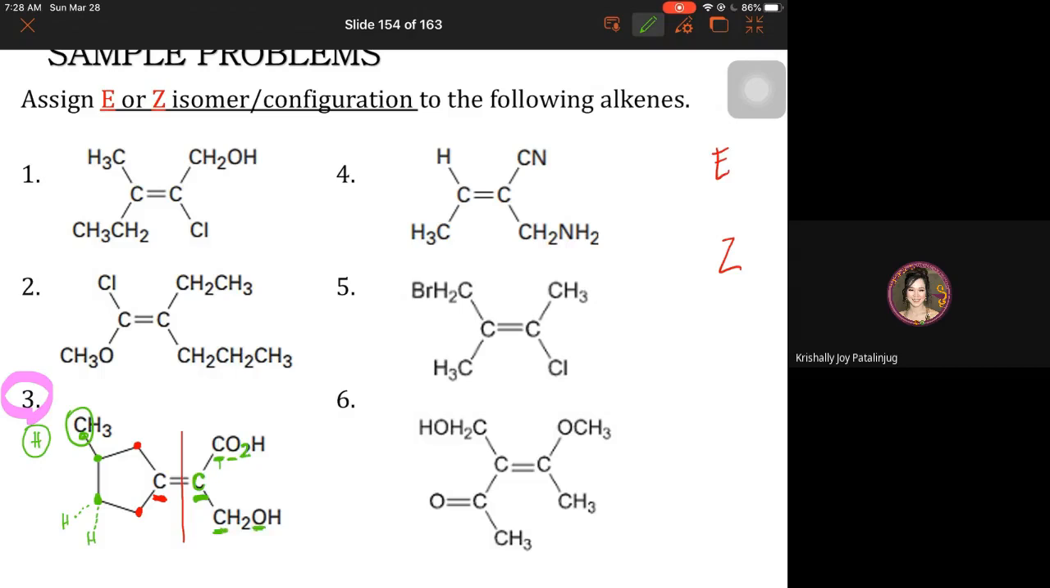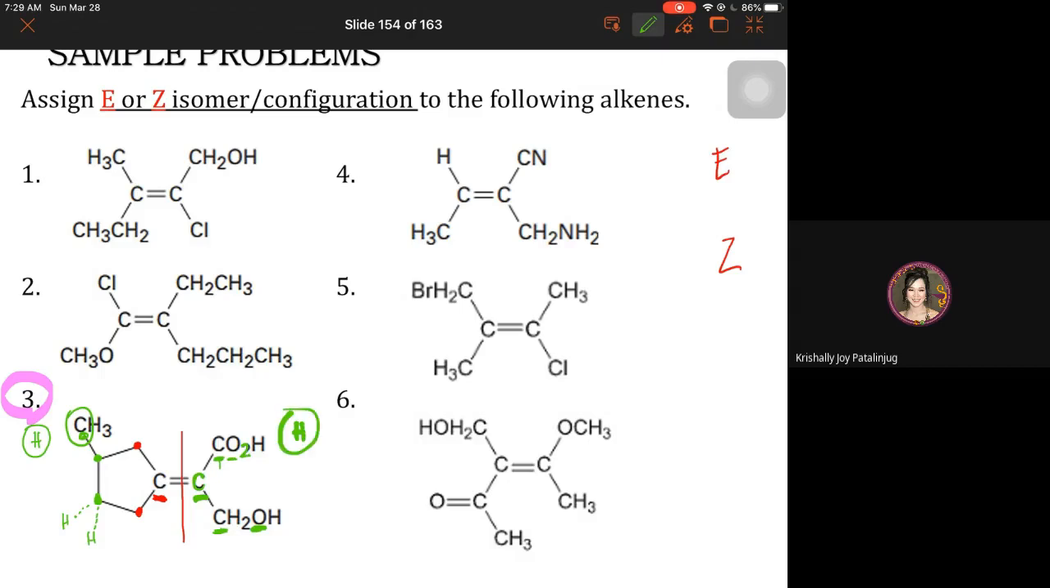Again, neglect the hydrogens. These are not priority groups, kasi 1 lang 'di ba yung atomic number ng hydrogen kaya hindi siya priority group. So dito oxygen din but isa lang. So sino yung may higher atomic number? Syempre yung may dalawang oxygen. So higher group nasa taas.